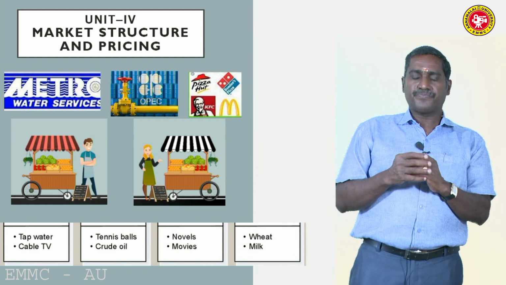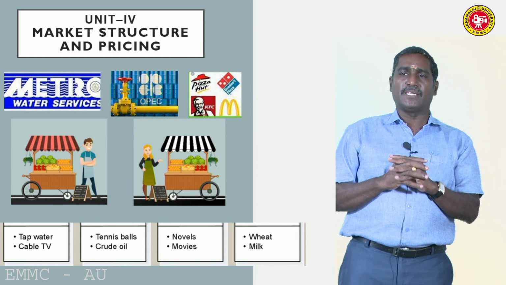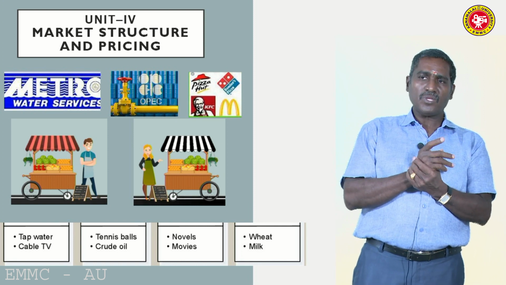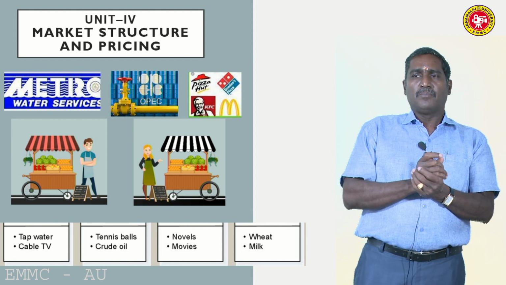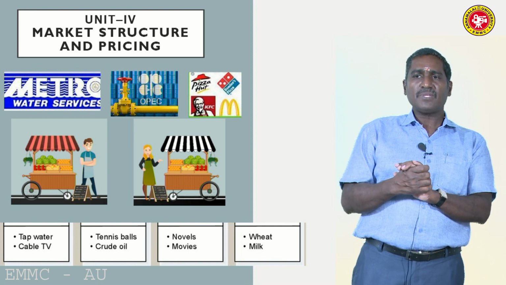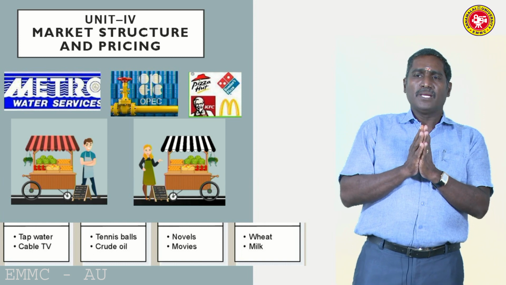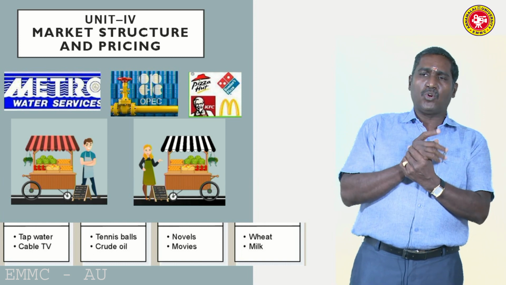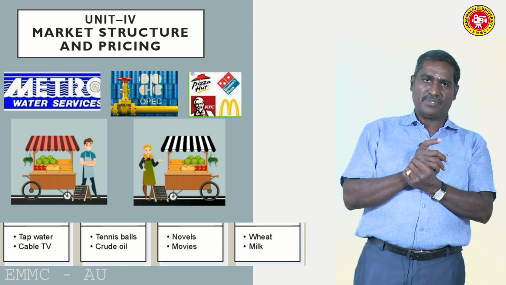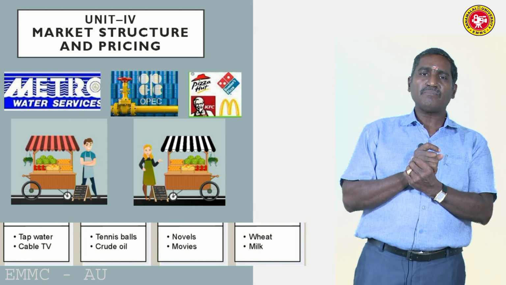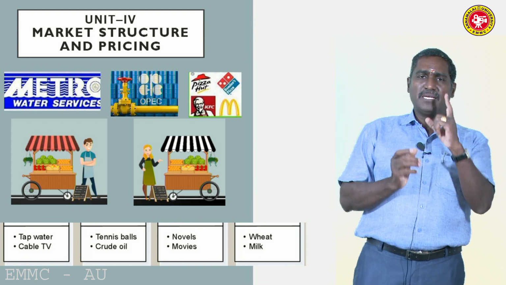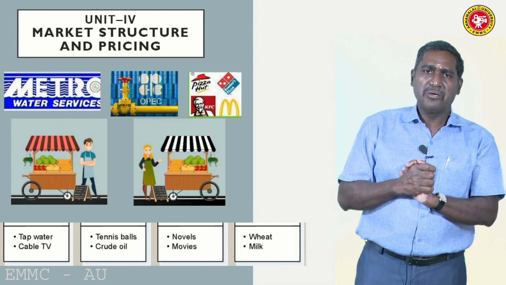Unit 4 takes care of market structure. Market structure, we simply call it monopoly, oligopoly, monopolistic competition and perfect competition. When we say monopoly, it's about metro water, the water supplied by the government or municipality, in the hands of the municipality, and therefore they supply as a single entity or single business provider.